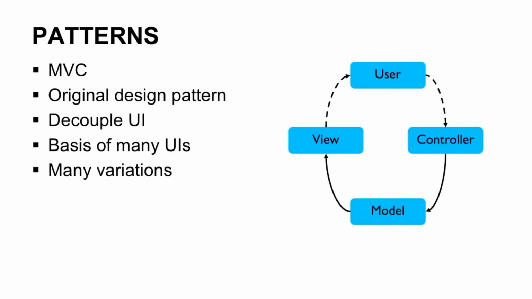So a model holds and manipulates data, which is displayed by one or more views. Controllers pass interaction information to the model, and a user interacts with controllers and views.